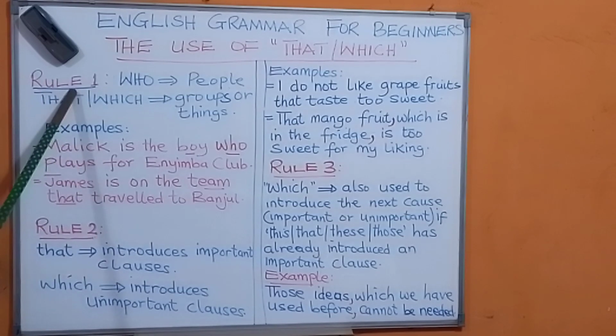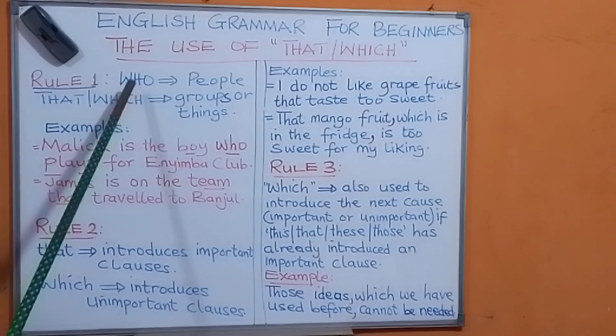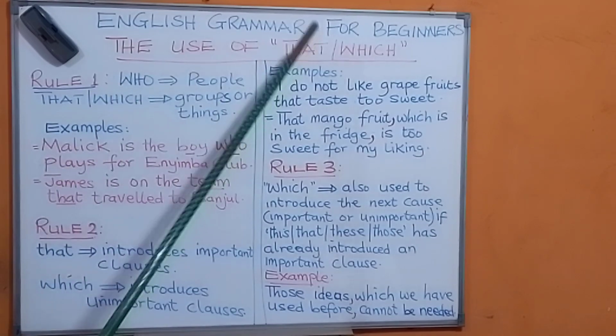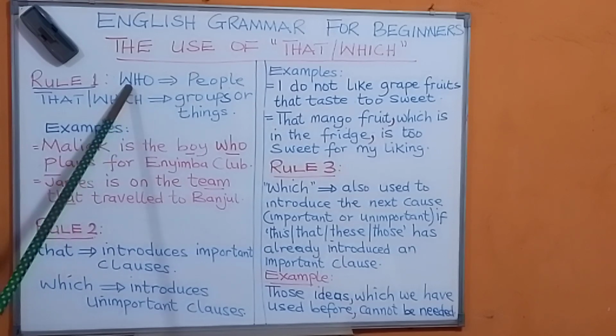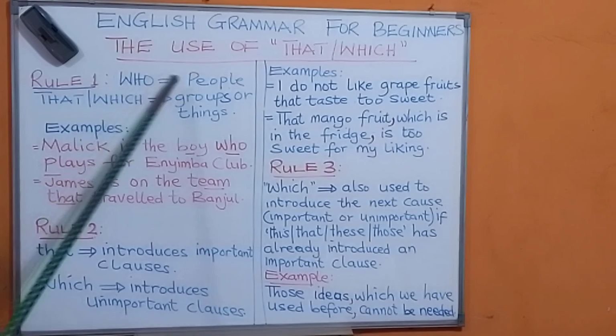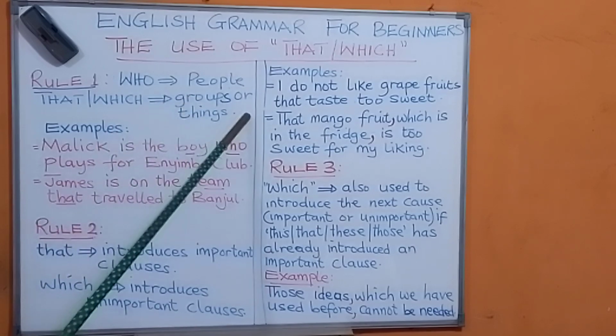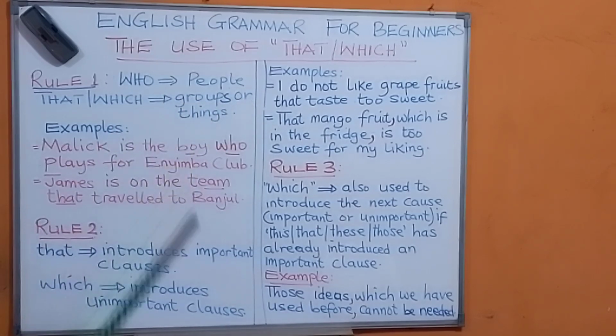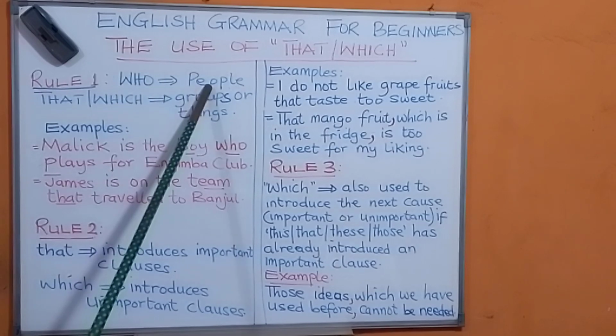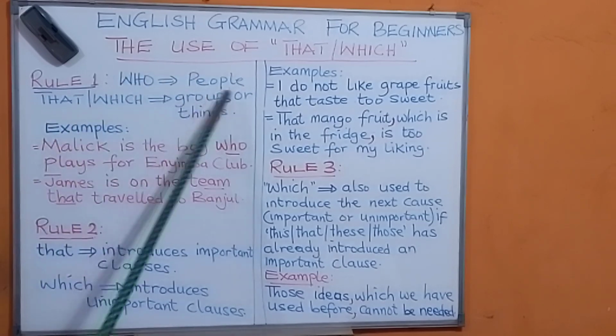Now, basic rule 1. We clarify the fact that you use who mainly for people. We are going to add more information in a later program. Now, you use who for people, and when we talk about that and which, we use that for groups or things. That's one basic rule. There may be exceptions to this particular rule. So, who for people, that and which for groups or things.